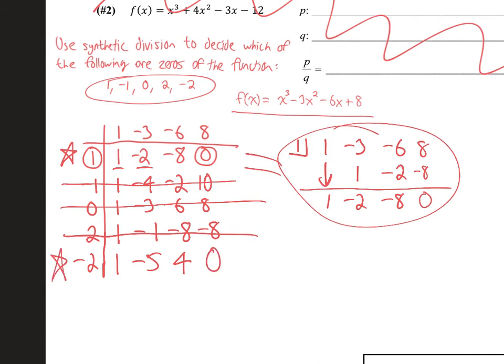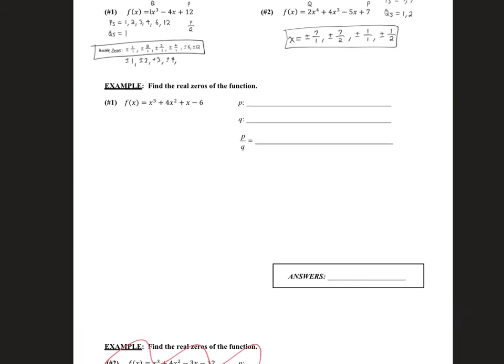These are the possible zeros here then, okay? Negative 2 and 1 are actually the actual zeros. They're not just the possible zeros. Possible zeros are negative 1, 0, and 2, but the actual zeros are 1 and negative 2. Okay? All right, let's go back to the front. Now we're going to put it all together here.